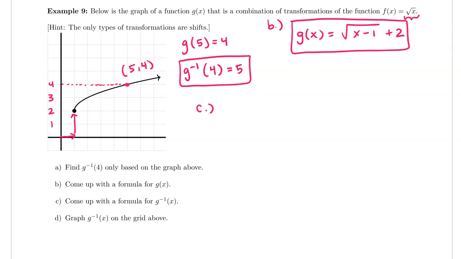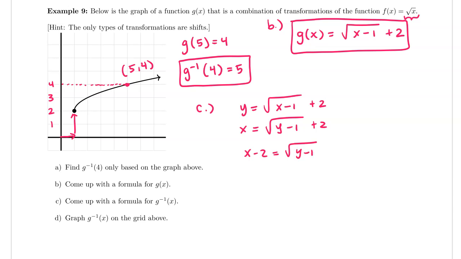So for part C, we want to come up with a formula for the inverse function of g. I'm going to say y equals the square root of x minus 1 plus 2. I'm going to swap the location of x and y, and now I'm going to solve for y. I'm going to subtract 2 from both sides. Then I can square both sides. And finally, I can add 1 to both sides. And now I have g inverse of x is equal to (x minus 2) quantity squared plus 1.